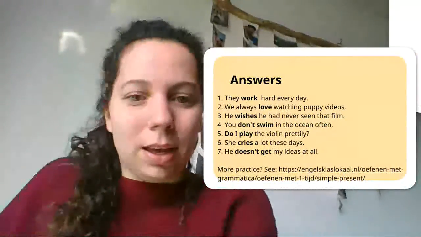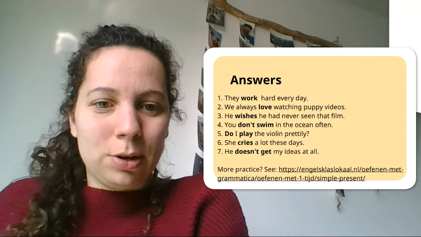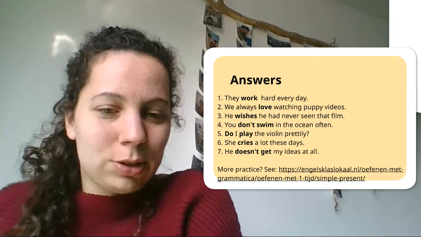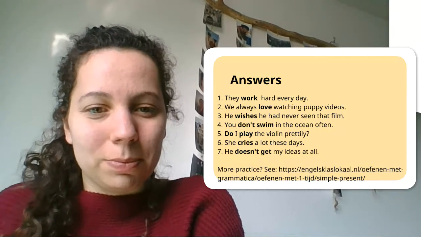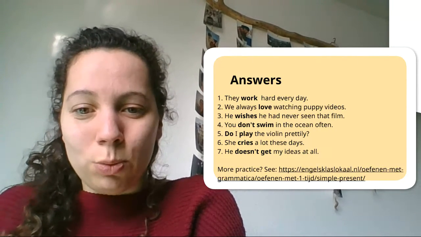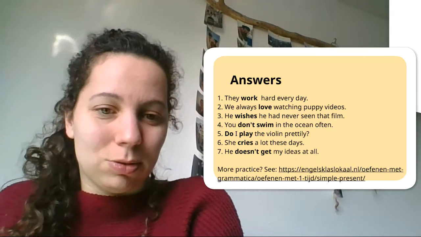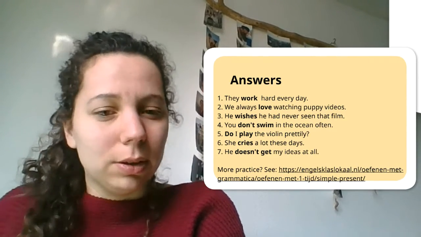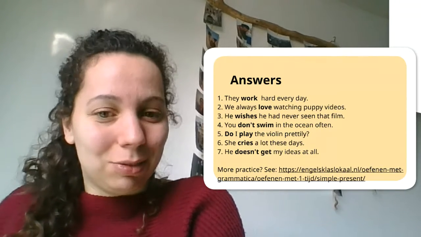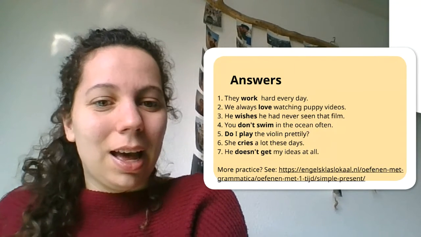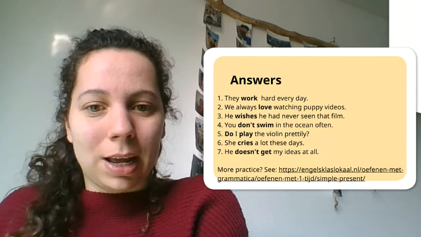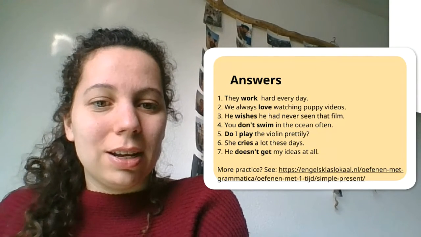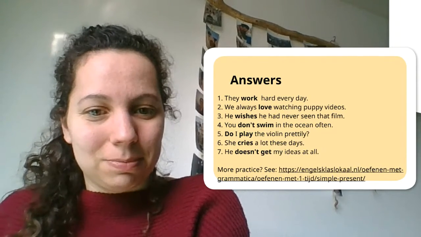Okay, so what are you supposed to do? Well, in the first sentence, we have they, and they is nothing special, so we just get work, the stem of to work. In the second sentence, we have the we form, and again, there's nothing special with that one, so we love watching puppy videos. I really do. In number 3, we get a he form. It's also a verb that ends in a sibilant, wish. So it's wishes with es.